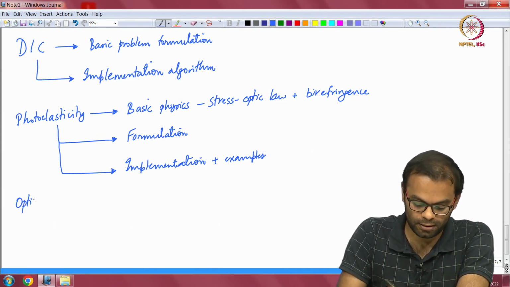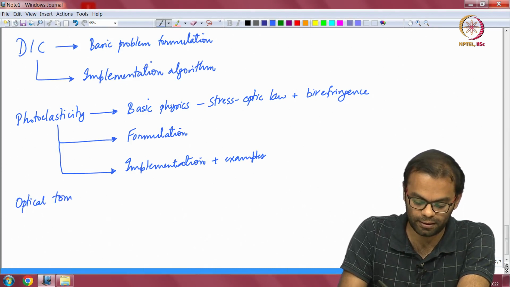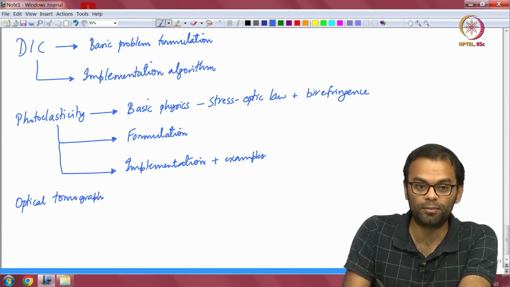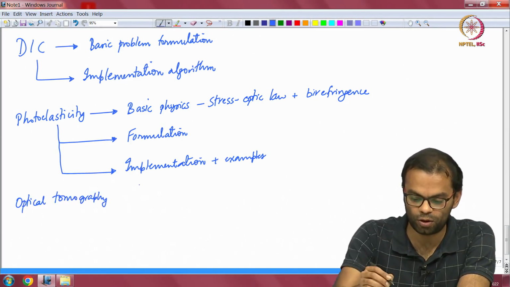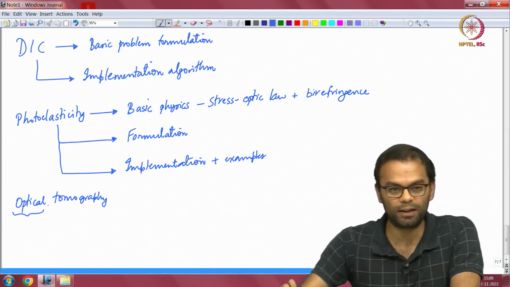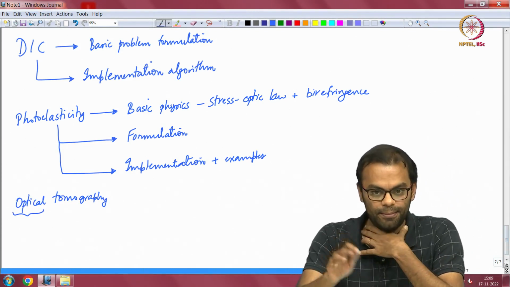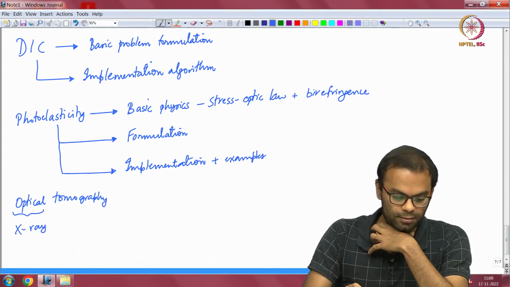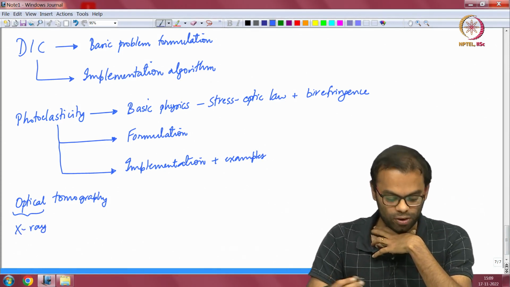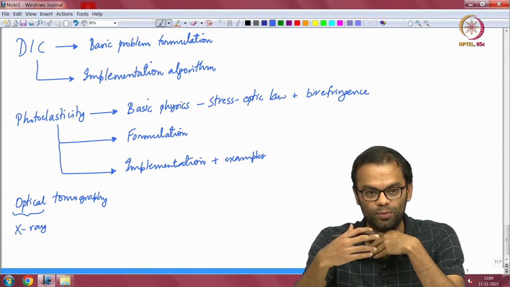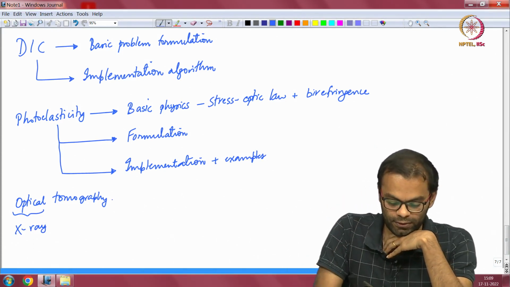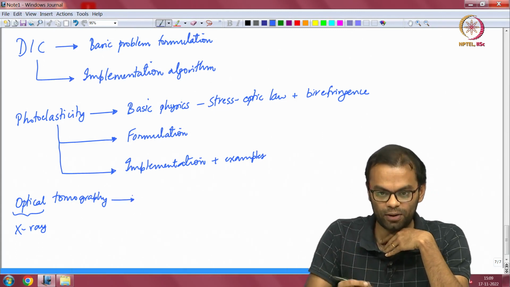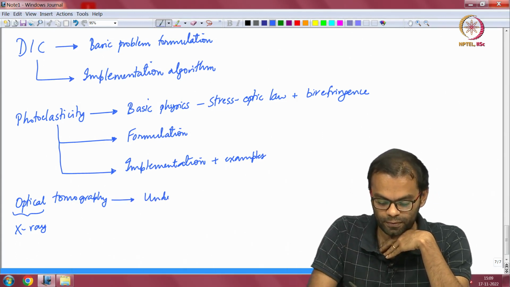The third one is a little bit different from the other two. It is optical tomography. Notice I have used the word optical. The same ideas apply also to X-ray tomography. It also applies to gamma ray tomography or any type of tomography. For this, we need to spend a little bit of time on the underlying formulation.